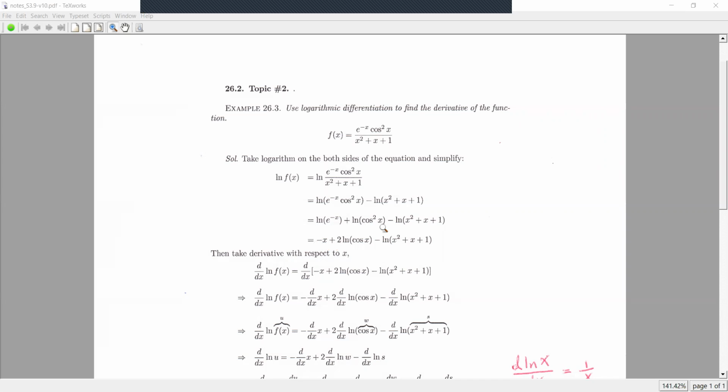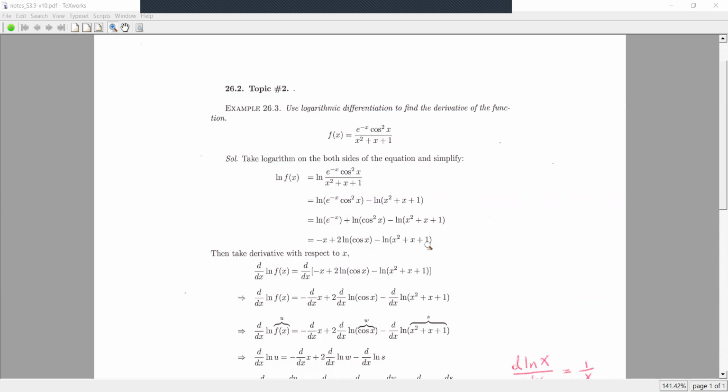The second term, the function is a power, cosine square. Natural log of a power is power times natural log. That is, I can move the power 2 in the front to get this term. Now, about this function, I cannot further simplify it.